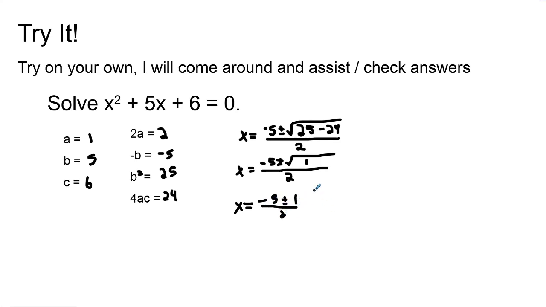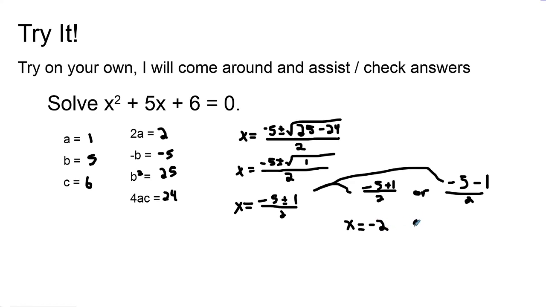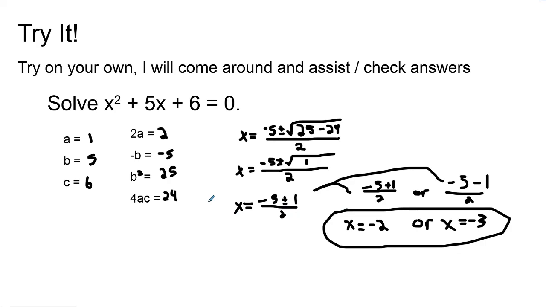So that's going to split into my two answers. I get negative 5 plus 1 over 2, and then negative 5 take away 1 over 2. Negative 5 plus 1 is negative 4, and negative 4 divided by 2 is negative 2. So x is equal to negative 2. Or over here, negative 5 take away 1 is negative 6, and negative 6 divided by 2 is negative 3. So my two answers are x equals negative 2 or x equals negative 3.